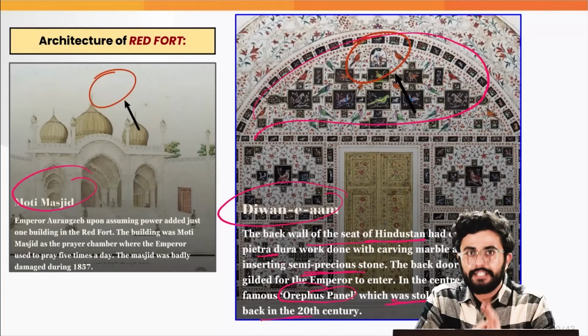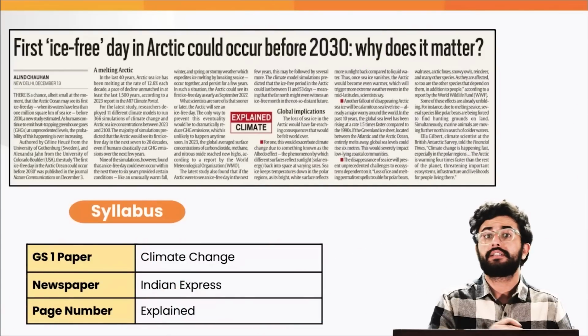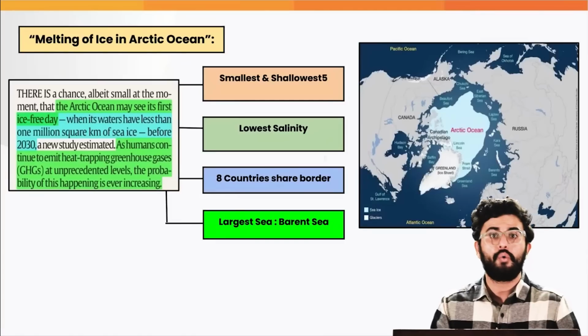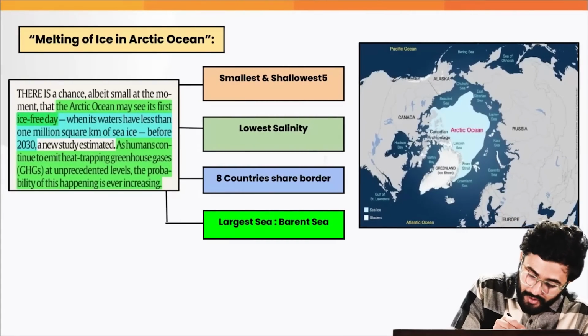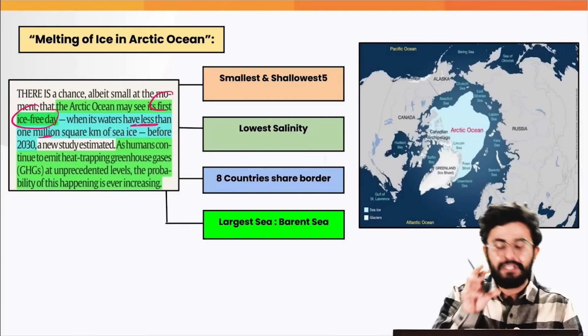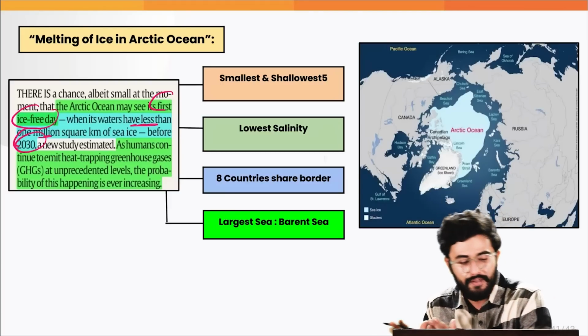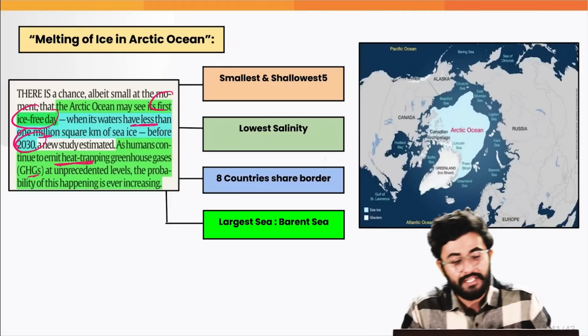So remember these details about the Red Fort, and we move forward to the last news of the day, where a report has been published recently which highlights how the Arctic is going to experience its first ice-free day, when its waters have less than 1 million square kilometers of sea ice, before 2030 itself, as humans continue to emit heat-trapping greenhouse gases.